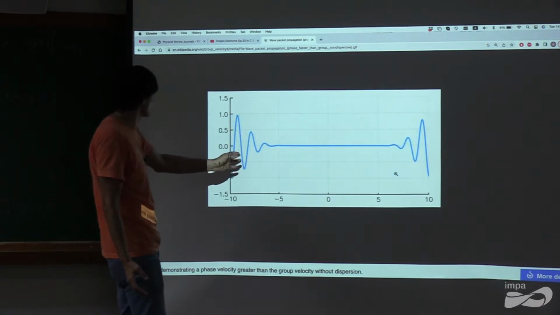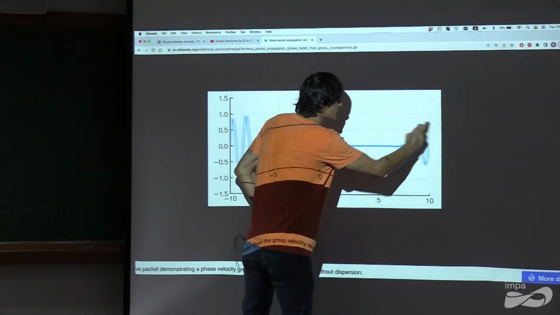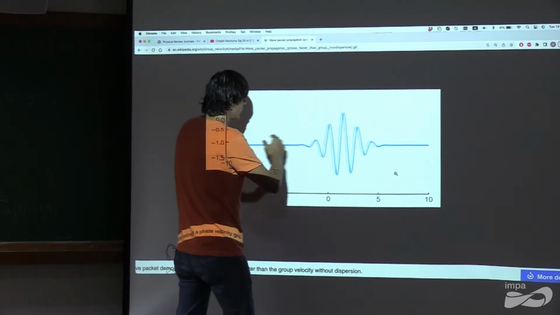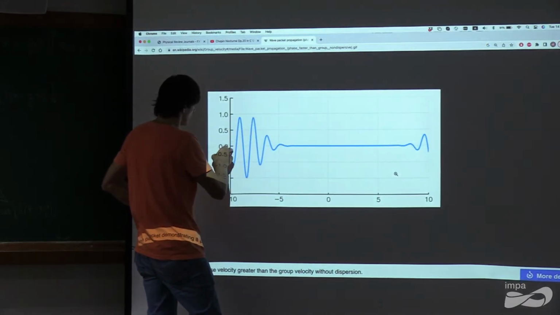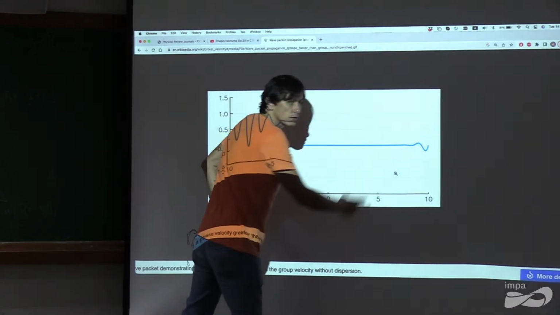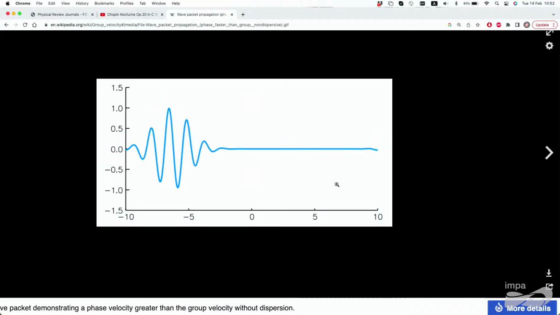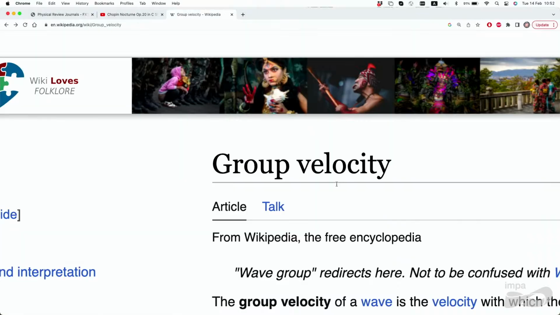Here you can also see. Look at the maximum. As the wave packet passed from left to right, the maximum which was on the left is at the end already on the right. So there are two different speeds here. So let's make this derivation.